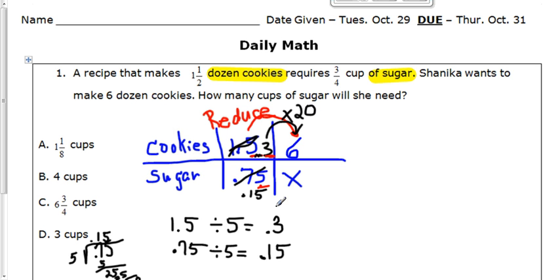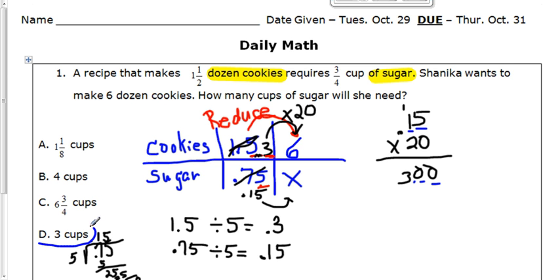If you do it to the top, do it to the bottom. So then I'm going to have 0.15 times 20. Make sure you're pausing the video and you solve it for yourself first. 0 I can ignore, so 2 times 5 is 10. That's 2 plus 1 is 3. Add your 0 back on. You have 1, 2 decimal places in the problem, 1, 2 in the answer. So the answer is going to be D, 3 cups.